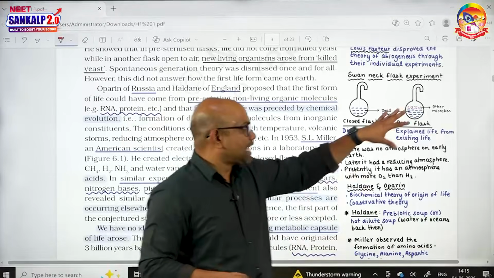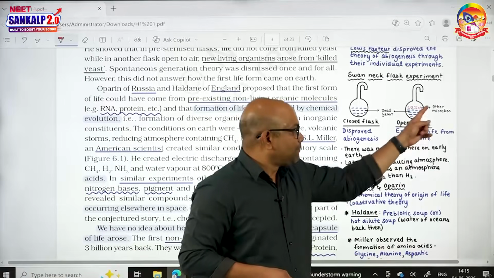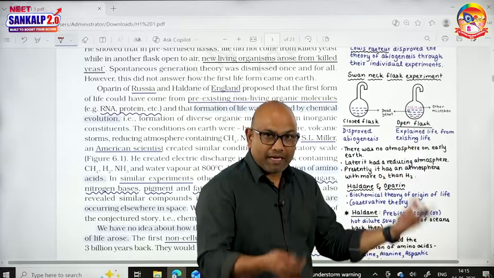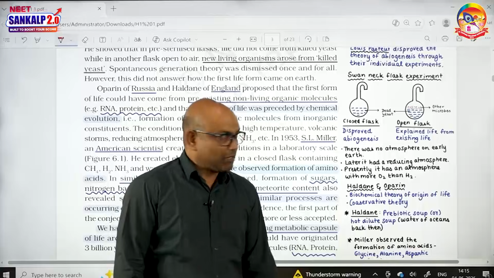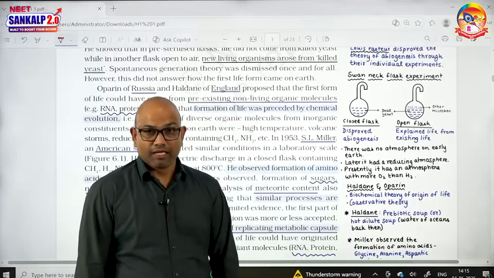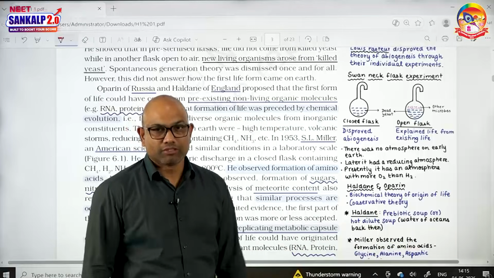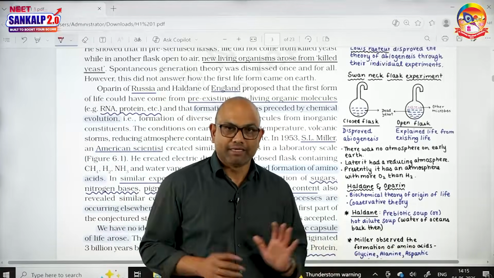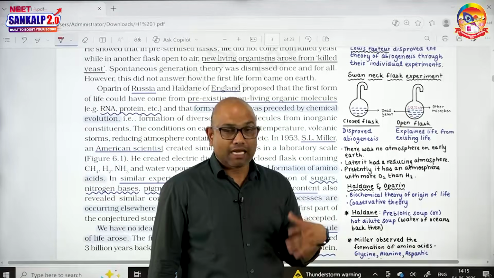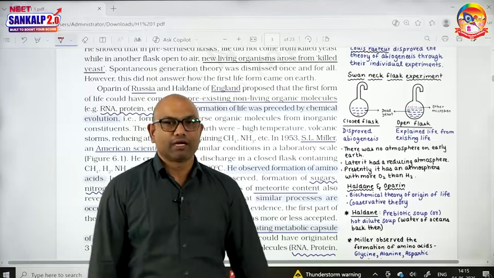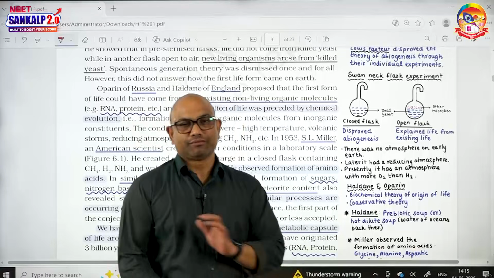That means the flask which was opened is explaining that life came from pre-existing life. The pre-existing microbes entered and multiplied by using the dead yeast as nutrients. But what happened in the closed flask? He did not see the growth of any microbes in the closed flask from the boiled meat broth. So that says nothing comes from dead matter. The closed flask is saying that nothing comes from dead, and the open flask is saying that life comes from existing living organisms. This is the swan neck flask experiment explained by Louis Pasteur.